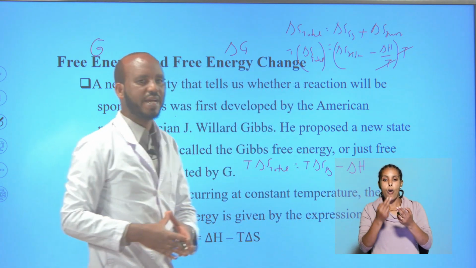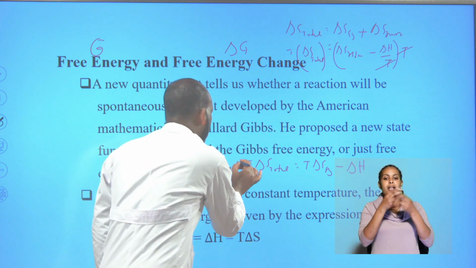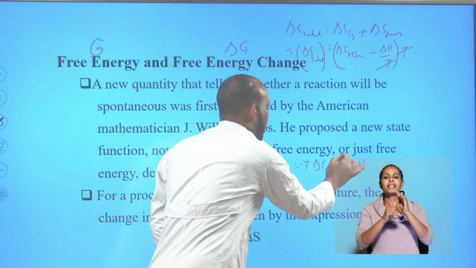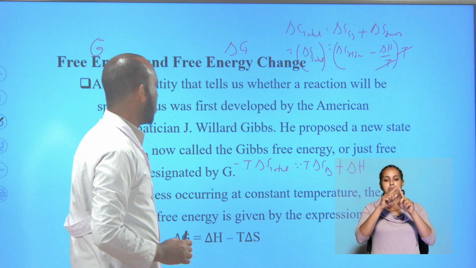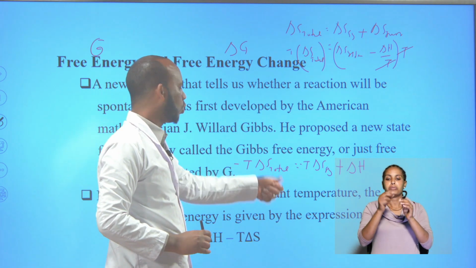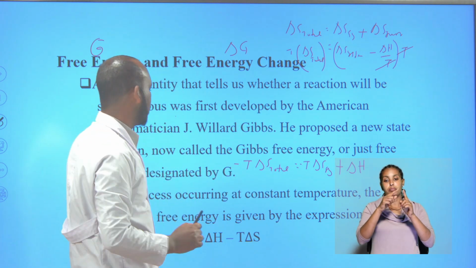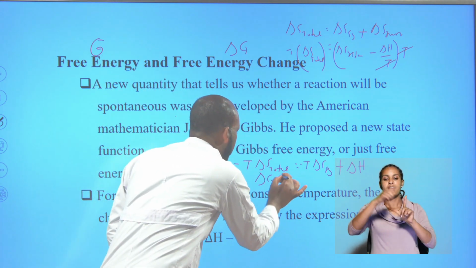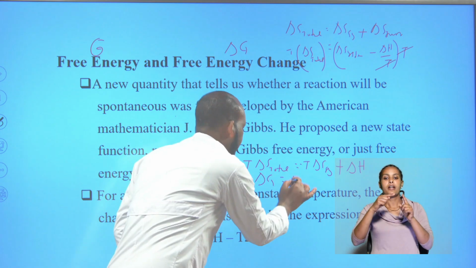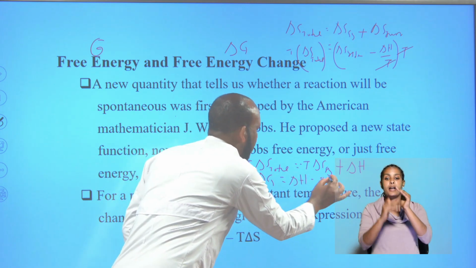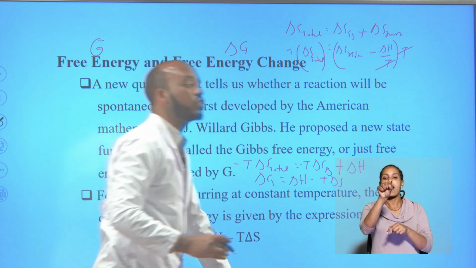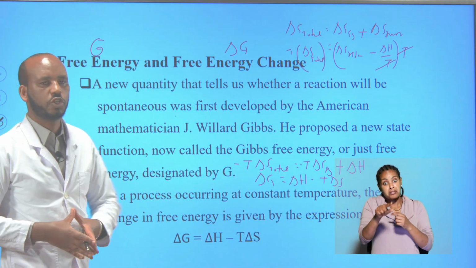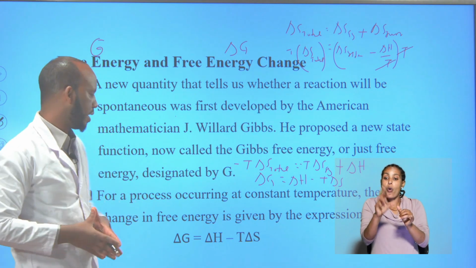Now multiply both sides by -1. This becomes minus T times delta S total equals minus T times delta S plus delta H. Minus T times the total entropy change is the Gibbs free energy change, denoted by the symbol delta G. Delta G equals delta H minus T times delta S of the system, which enables us to know whether the given reaction is spontaneous or non-spontaneous.